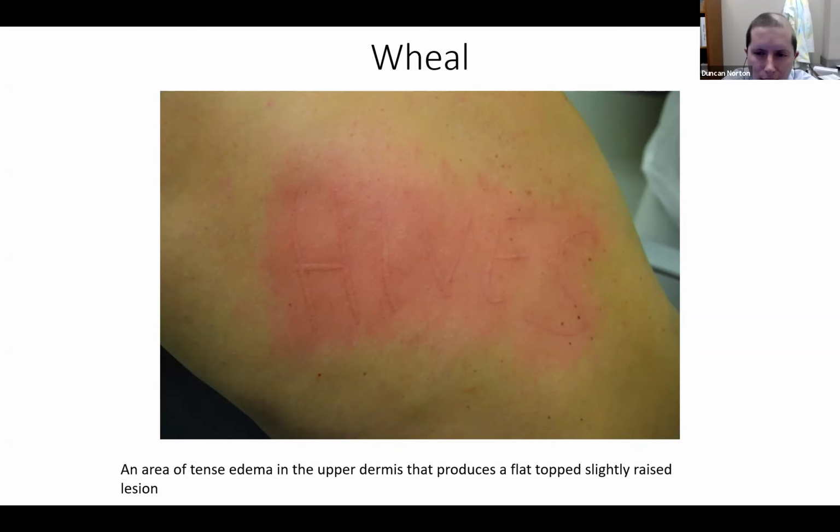This is an example right here, as you can see nicely, of dermatographism. So what you have is histamine release from moving a pencil or finger over an area on the skin. And so thus you get hives that are shaped like what you draw.